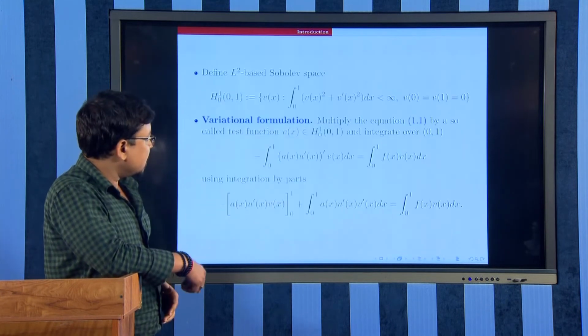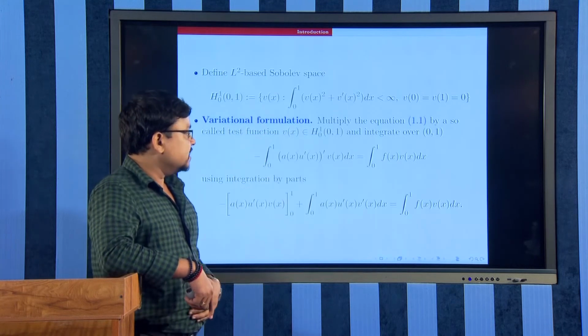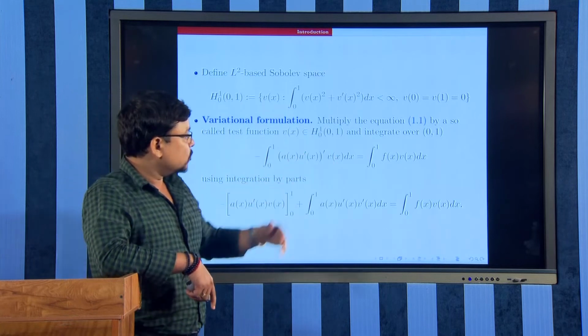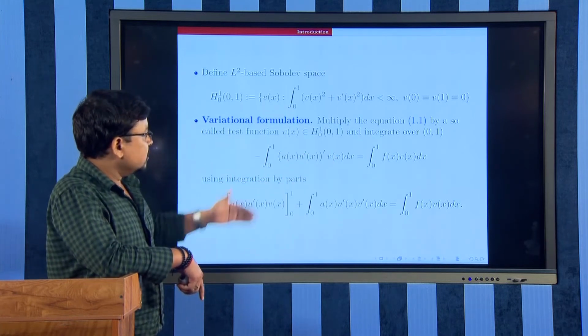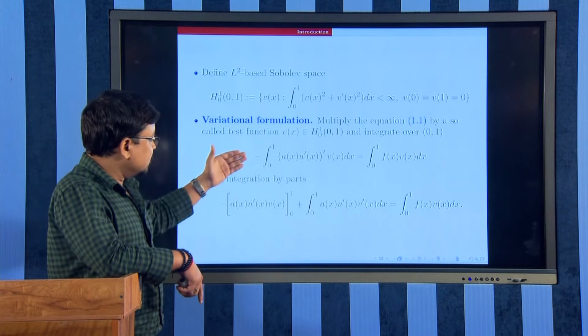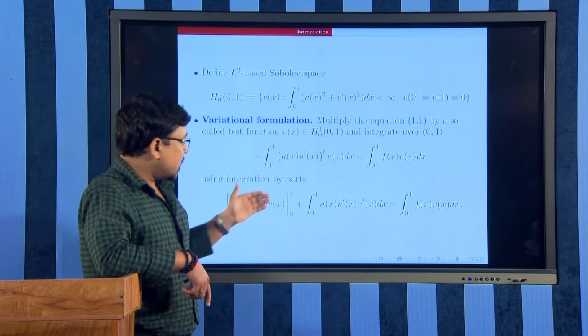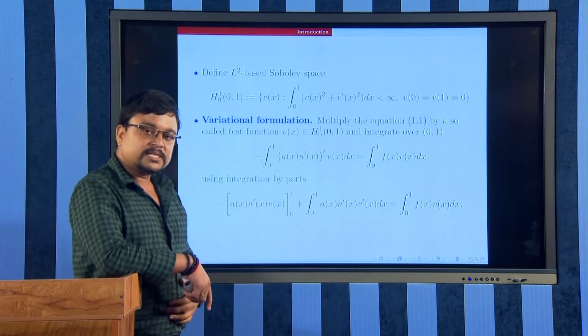First we multiply by a test function v(x) belonging to H_0^1. After multiplying both sides, we will integrate from 0 to 1 and then do integration by parts. After integration by parts, we will get the resulting equation like this.